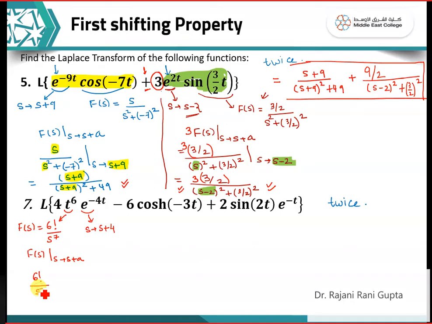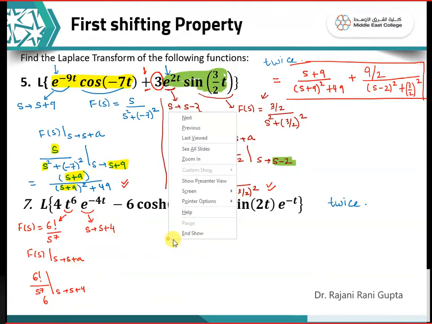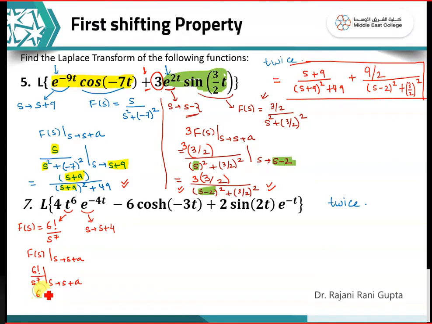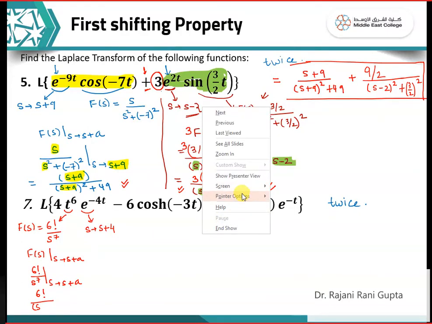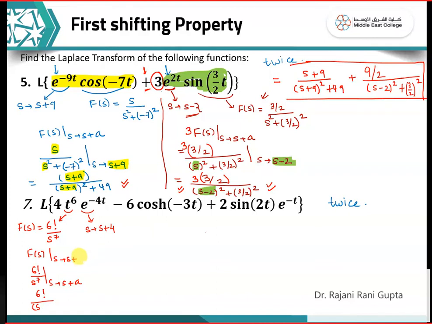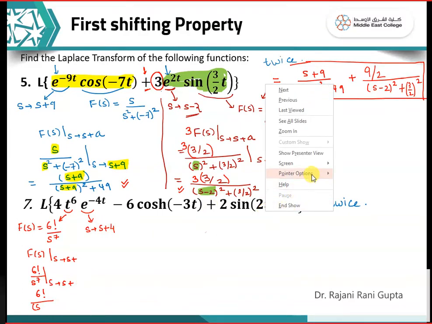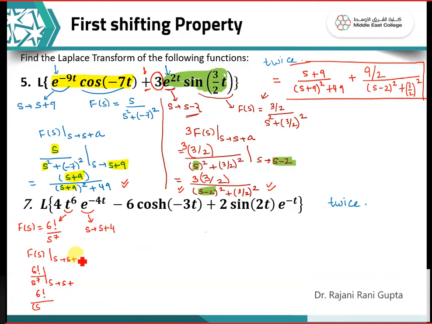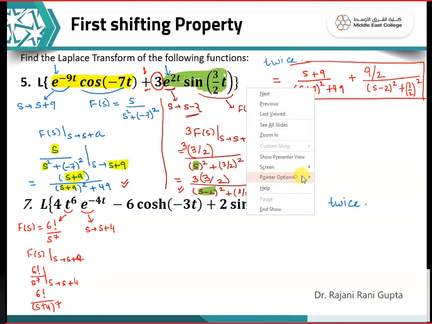So it is 6 factorial over s to the power 7. S goes to s plus 4, which gives you 6 factorial over, wait a minute, what is in place of s plus a we have? In place of s plus a we have s plus 4. Here it's a, here it is 4. So s plus 4 to the power 7. So we are done with the first term.